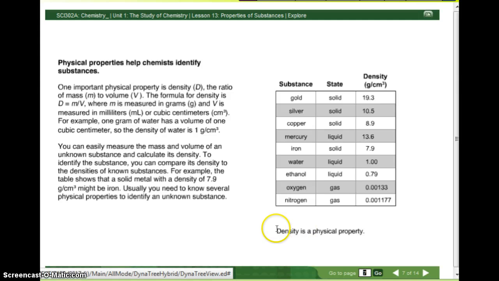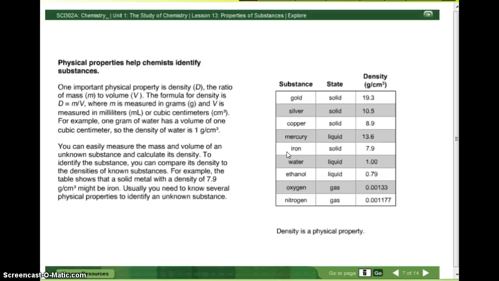To identify the substance, you can compare its density to the densities of known substances. For example, the table shows that a solid metal with a density of 7.9 grams per centimeters cubed might be iron. So if we look here, we see 7.9 grams per cubic centimeters as a solid, and that substance is iron. Usually you need to know several physical properties to identify an unknown substance, although density is often used for this.